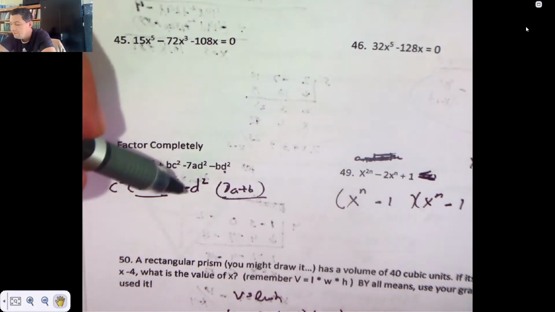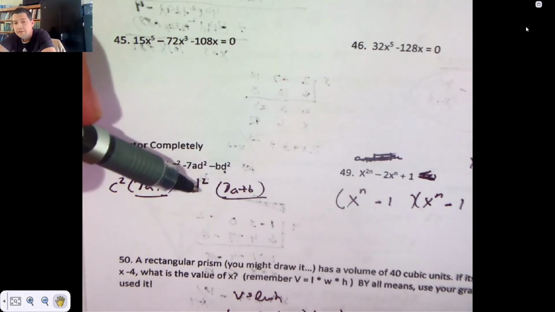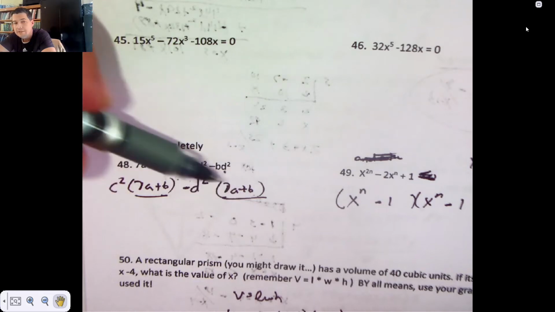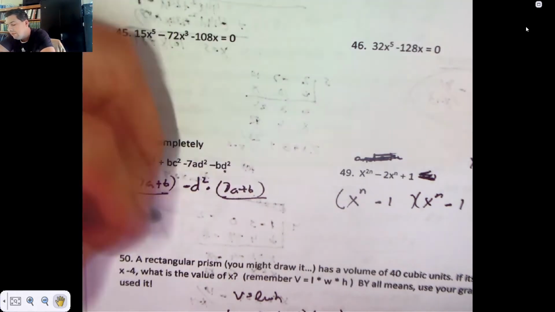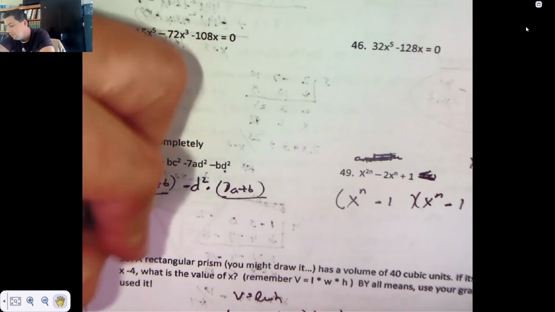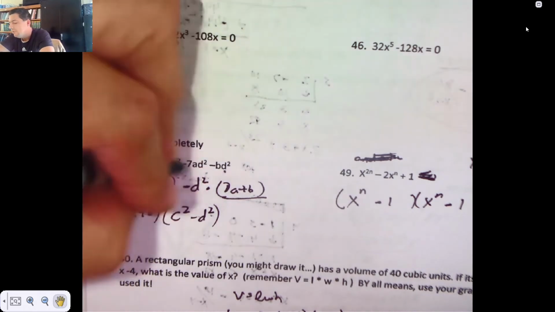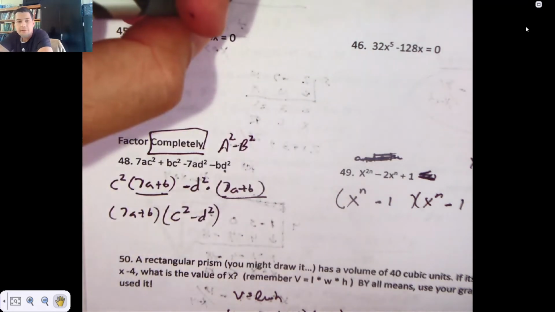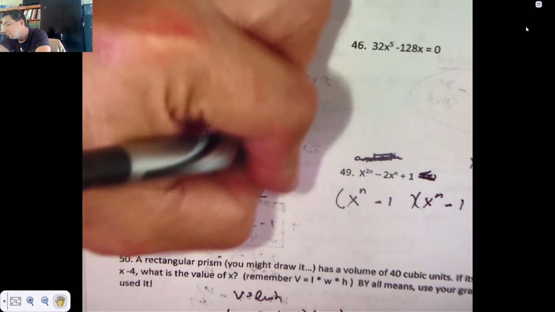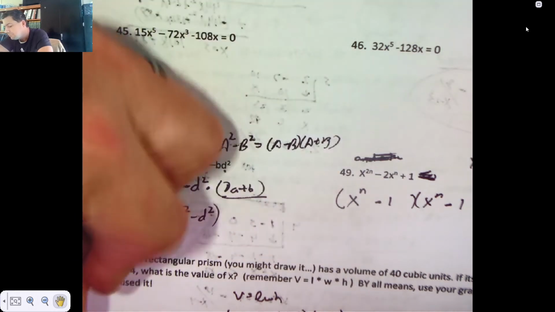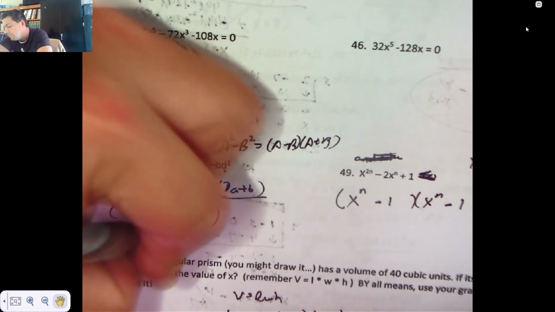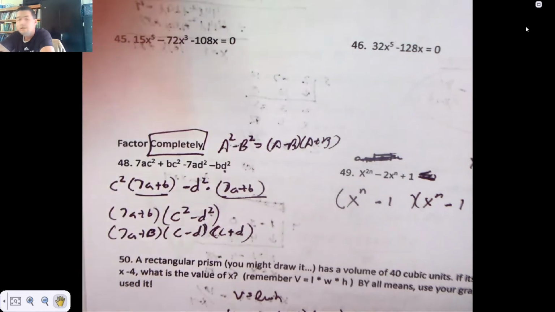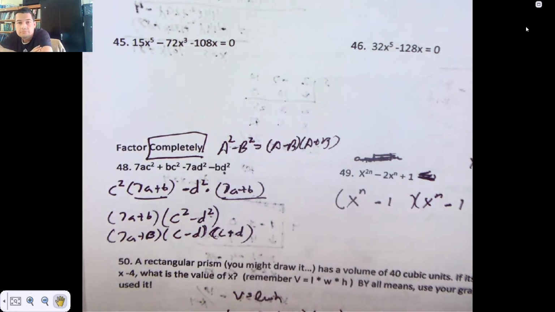Hopefully you can see that. Negative d squared times 7a is negative 7a d squared. Negative d squared times b is negative b d squared. The common factor here is going to be 7a plus b. And the stuff left over is c squared minus d squared. But you're not done. You see that word completely? So most of you doing the homework are familiar with the a squared minus b squared pattern. Factors is a minus b times a plus b. So now I'm saying 7a plus b times c minus d times c plus d. And that is the complete factorization of the original polynomial. Ta-da!